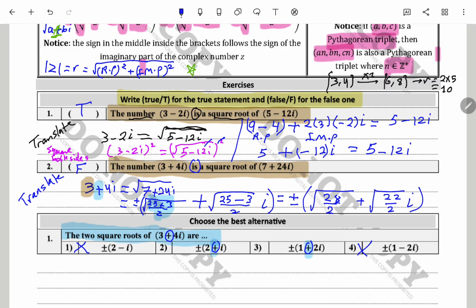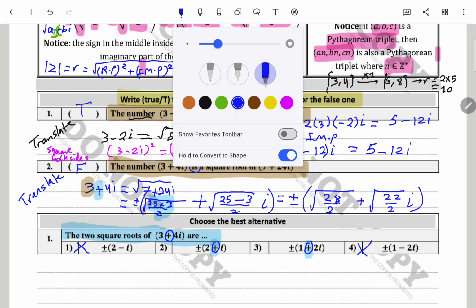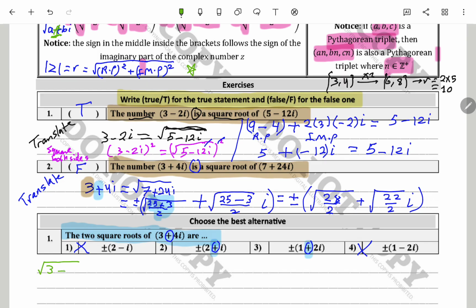But if you would like to use the formula, you can, using the square root of 3 plus 4i and making a plus and minus, open a bracket, write a square root of. According to the triplets, you know that r is 5, plus 3, all divided by 2. And here a plus because we have a plus in the middle, and i for the imaginary part, and this is all outside the bracket, like this. Plus here outside, and i square root of 5 minus 3 all divided by 2, close your bracket.